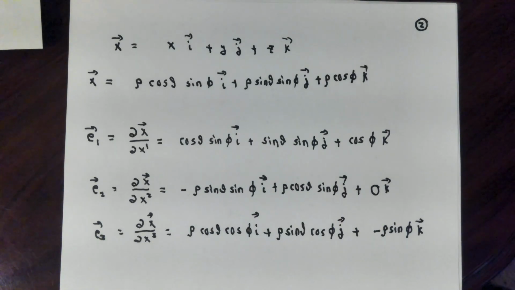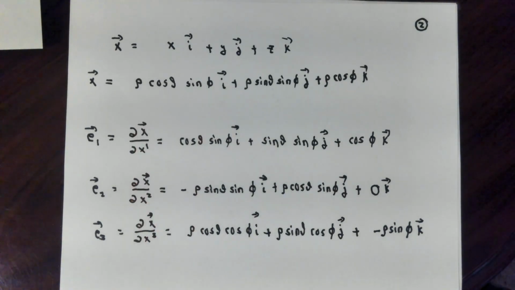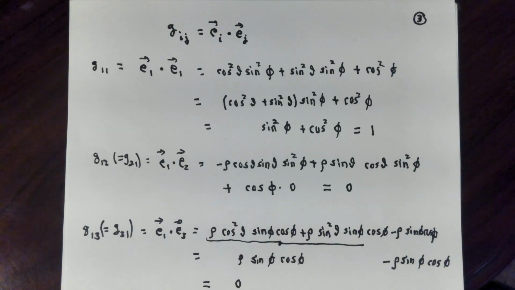E2 is the partial derivative of x with respect to theta, so I'll treat rho as a constant, phi as a constant, and it's the theta that I'm thinking of as being the variable. The partial of x with respect to theta is easily seen to be this, and partial of x with respect to phi is this. The components of the metric tensor are the dot products of the basis vectors.